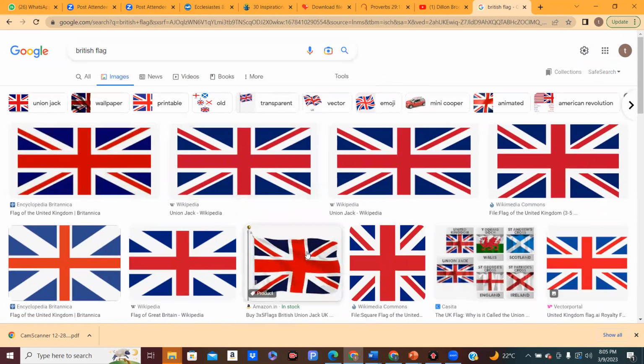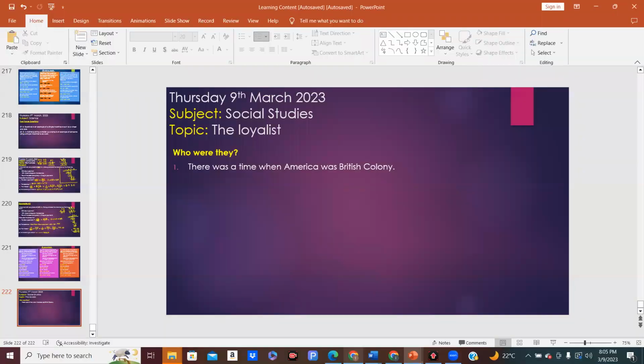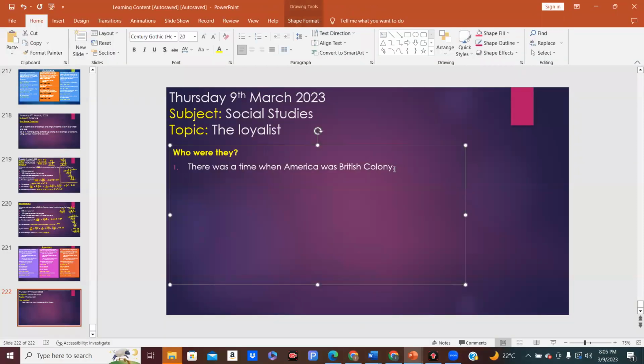So there was a time when America was a British colony, right? Now they are not a British colony. They are, what's the I word? Independent. Very good.